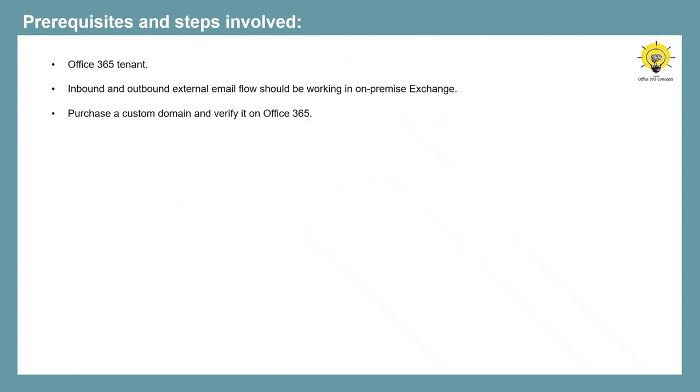If you do not have a custom domain, purchase a custom domain from a domain provider and verify that domain in the Office 365 tenant. And remember, this domain name must match the domain that you have in your on-premise organization. Once you have verified the domain in Office 365, the next step is to synchronize on-premise users to Office 365. If you do not have many users in your on-premise organization, or you do not want to deploy Azure AD Connect server, in that case, you can create mail user accounts manually in Exchange Online for your on-premise mailboxes.